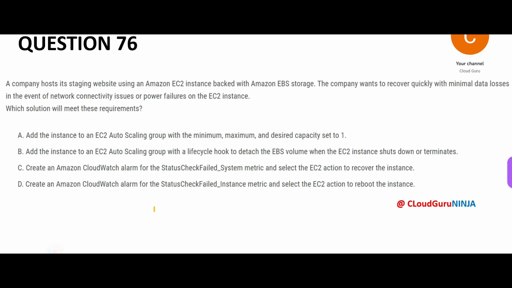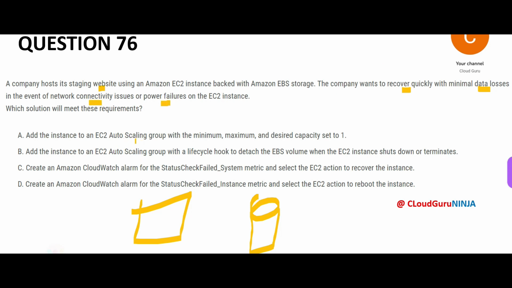So basically here in this next question, we have an EC2 instance and we have an EBS storage. And you are hosting a website here. So if there is a disaster, you want to recover quickly with minimum data loss. Why will it occur? Because of network connectivity issues, power failures, etc.